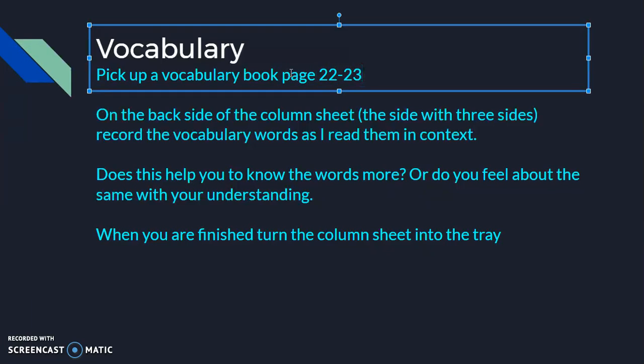There's a story called Cowgirl Up. I'm going to read this out loud for you. As I read it, you're going to fill in your words for the vocabulary in context side. So this is the 3-column side of your paper. All right, so you can follow along in the book. Whenever we get to a bolded word, you're going to write it in one of those 3 columns and see, do you understand the word better now that you've heard it in context, or is it still confusing?